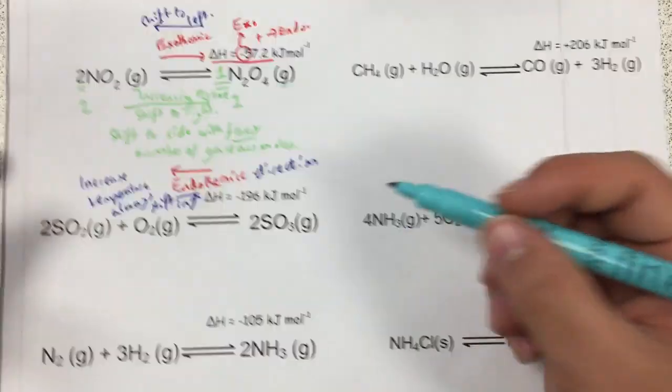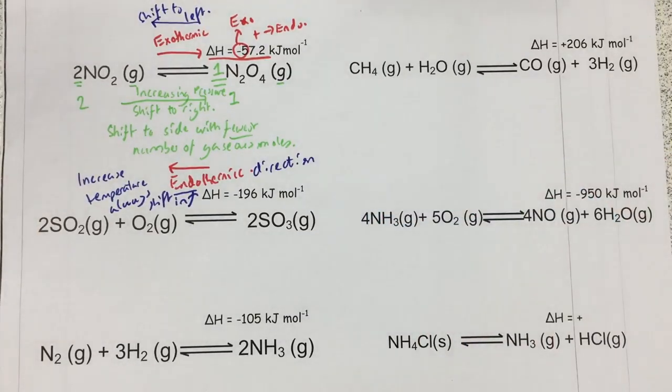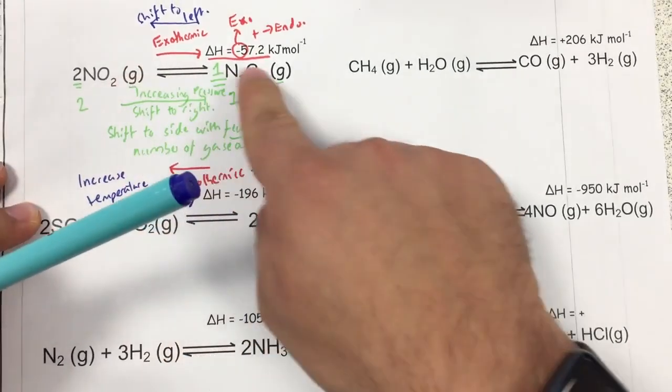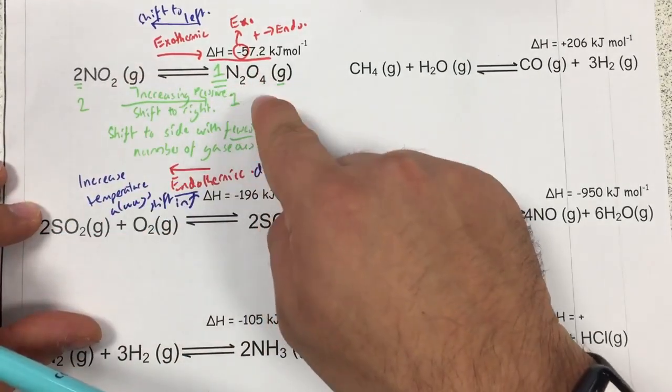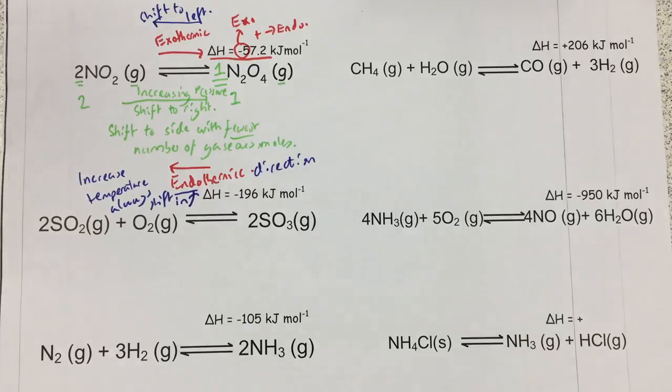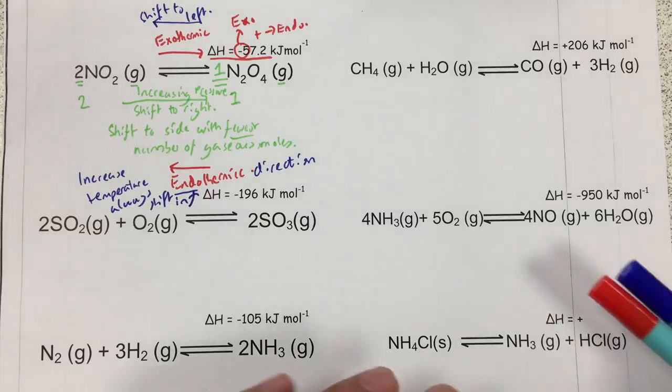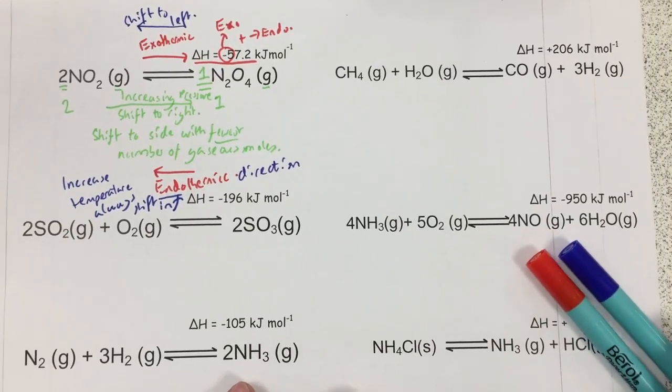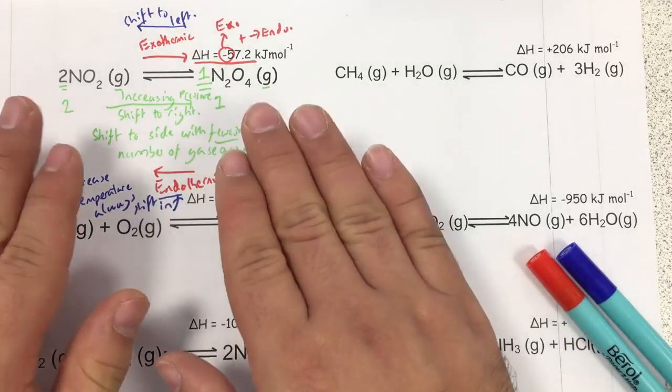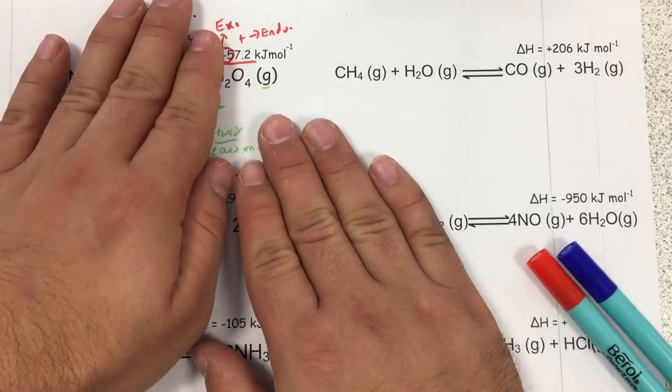If I reduce the temperature, it would do the opposite. It would go in the exothermic direction. So if I was to make this reaction colder, it would shift towards the right, and we would make more dinitrogen tetroxide. So those are the first two bits of equilibrium, and perhaps the two most important bits that we need to be able to deal with: what happens when we change the pressure, and what happens when we change the temperature.